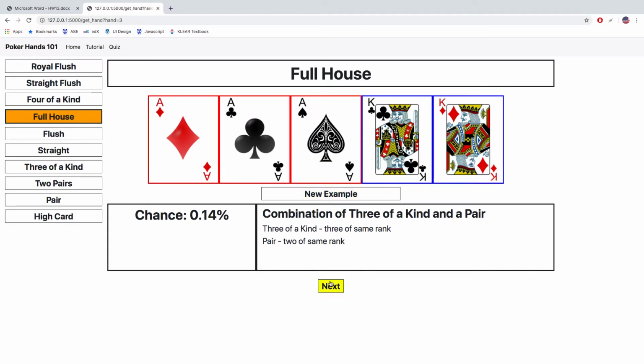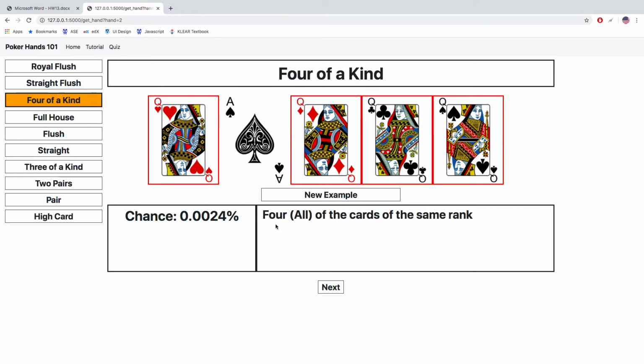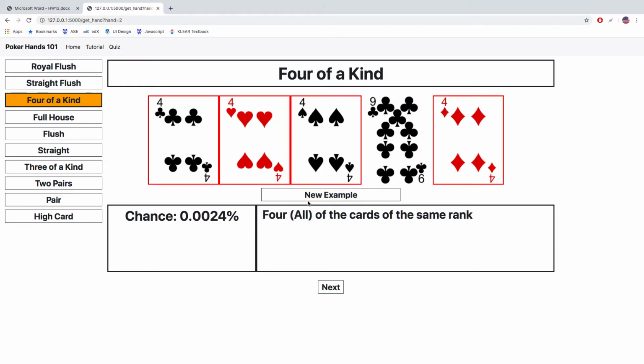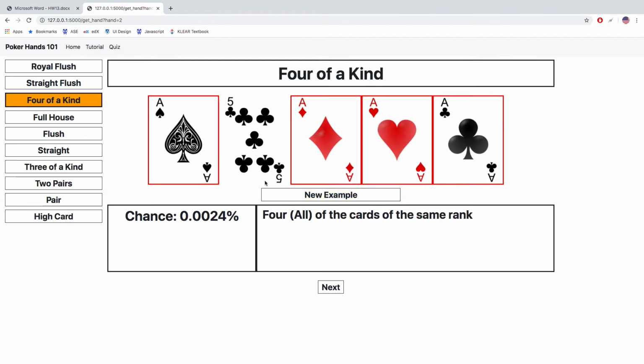Okay, 3, pair. 3, pair. Okay. 4 of a kind. For all of the cards of the same rank. Okay, there's 4 cards of the same rank in every deck, so it's all of them. There's 4 of them, and this card must not matter because it's not highlighted. Okay, and the chance is getting really low.